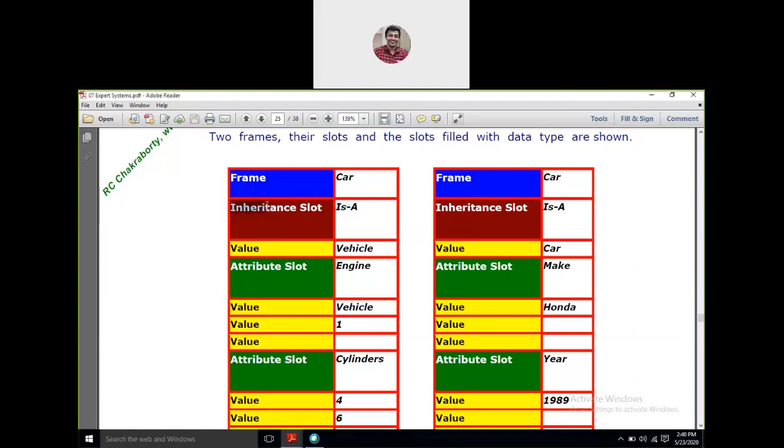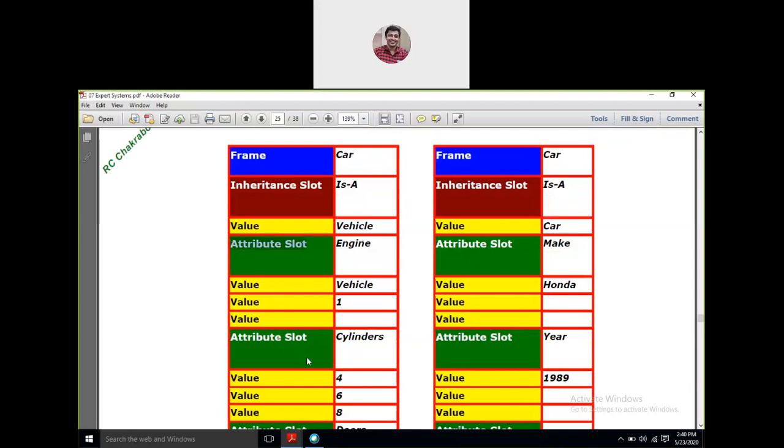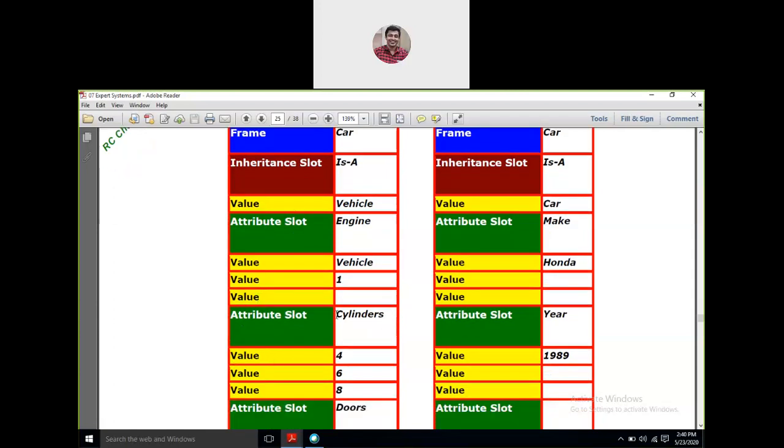Under that, the inheritance name, we do have a value called vehicle, and we do have an attribute slot of engine, right? Again, engine has got certain values associated with it. These are the slots. That means within a frame of car, I do have an attribute slot, and this slot has got various values associated with it. As we know, in a frame we can have multiple values associated with it. So in the attribute slot we can have the value as vehicle, and there can be some numeric values like 1. Now comes another attribute slot, with the name of cylinders, right?